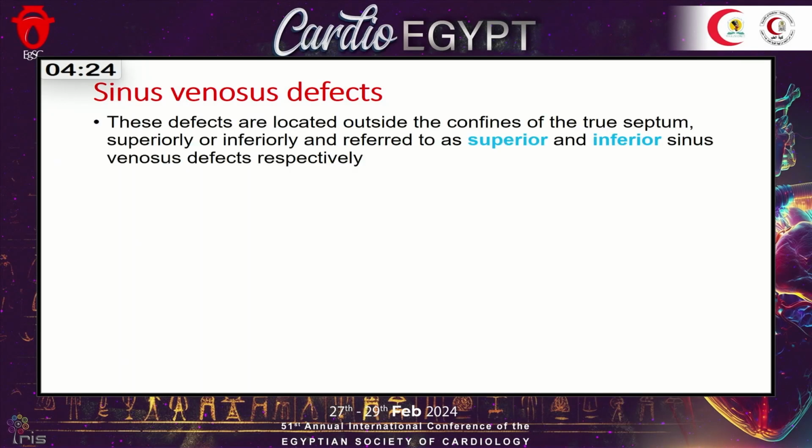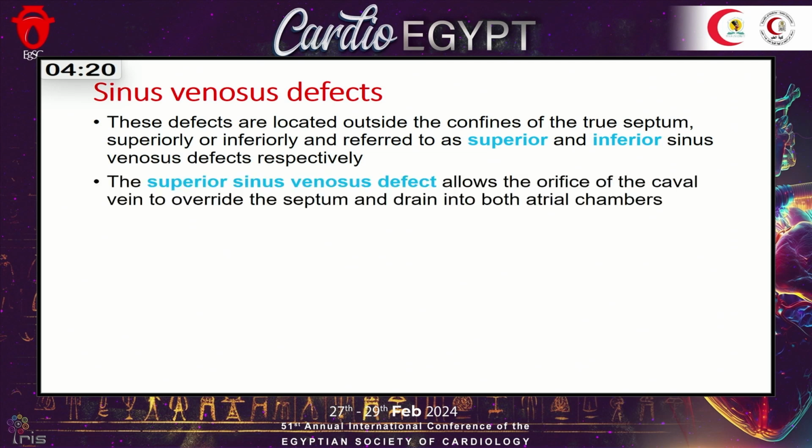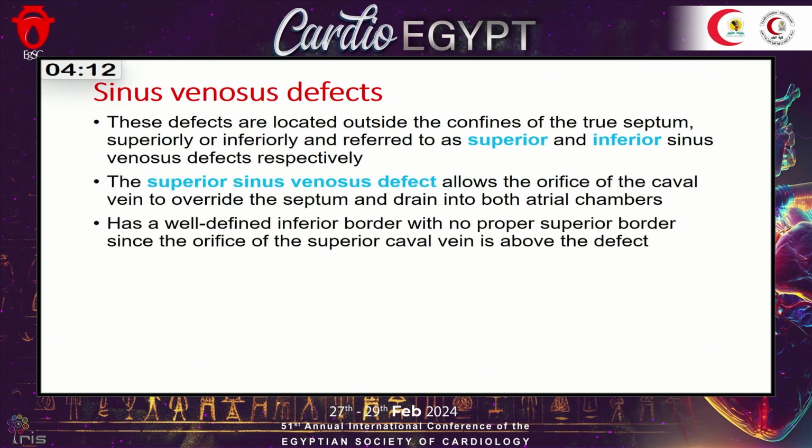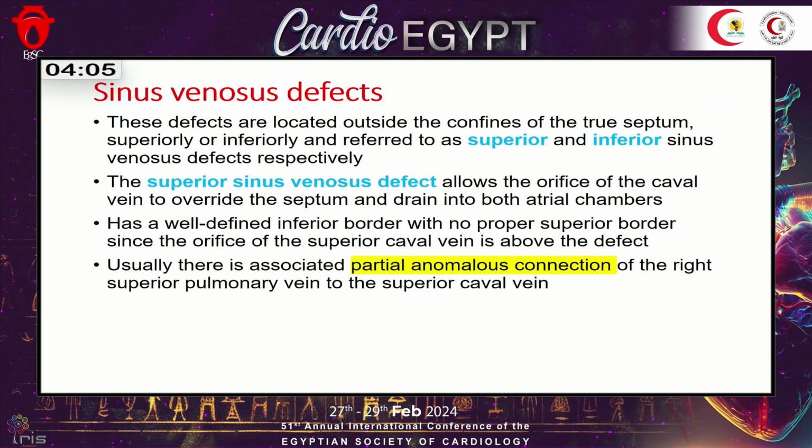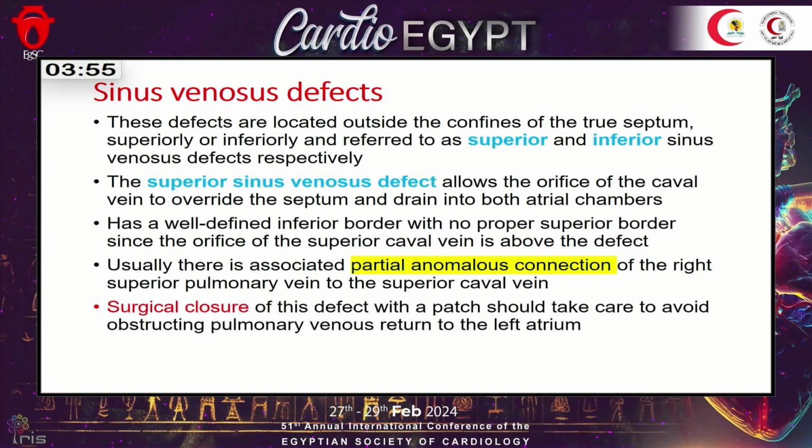The other type is sinus venosus defects, whether superior or inferior. The superior is commoner than the inferior ones, and the superior sinus venosus defect allows the orifice of the caval vein to override the septum and drain into both atrial chambers. It has a well-defined inferior border with no proper superior border. Usually it's associated with partial anomalous connection of the right superior pulmonary vein to the superior vena cava.